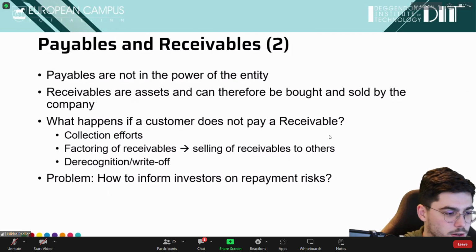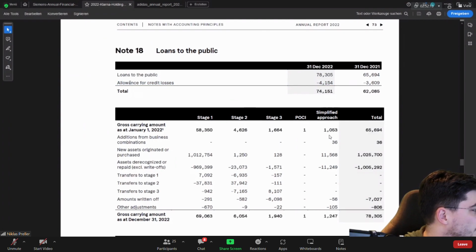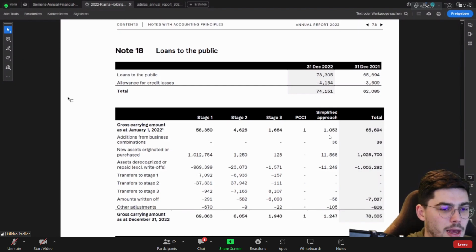There's a question in the chat: how do they balance with credit loss? So we have the allowance for credit losses, and that takes effect on the income statement, and then on the balance sheet. So we reduce our asset, and that is also an expense when we account for the credit losses. Is that what you meant? Or is that what the question was about?